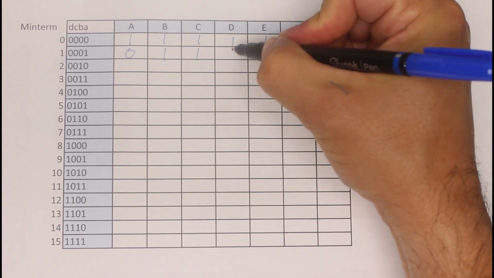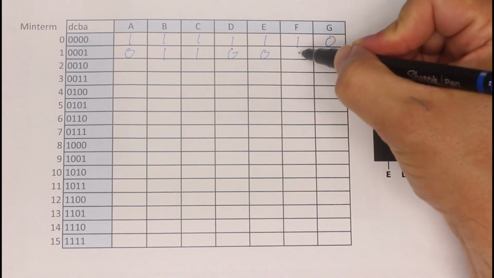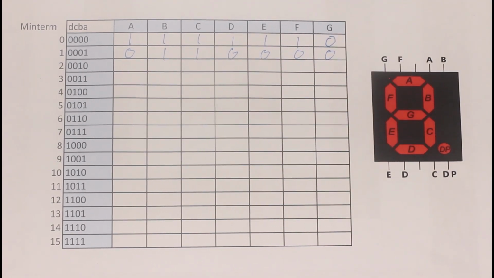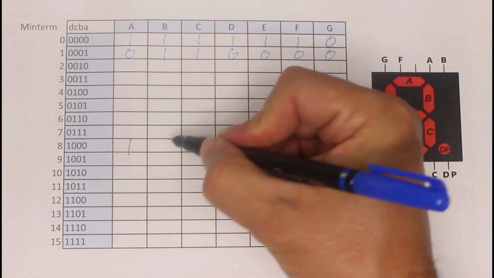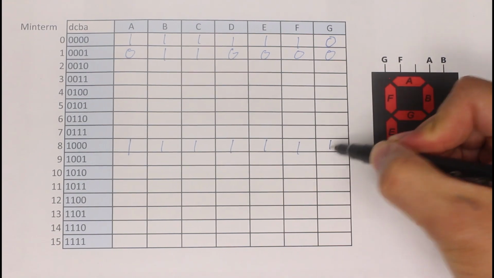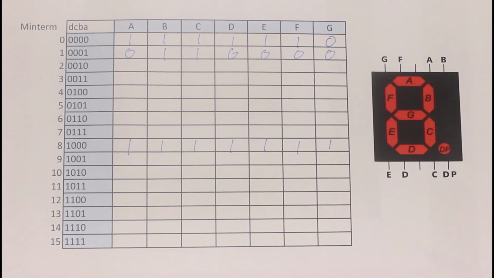All other columns will be zeros. And we'll go ahead and do the obvious one, which is 8, which will light up all 7 segments. So let's go ahead and mark all 7 segments. And I will go ahead and fill out the rest of the rows.